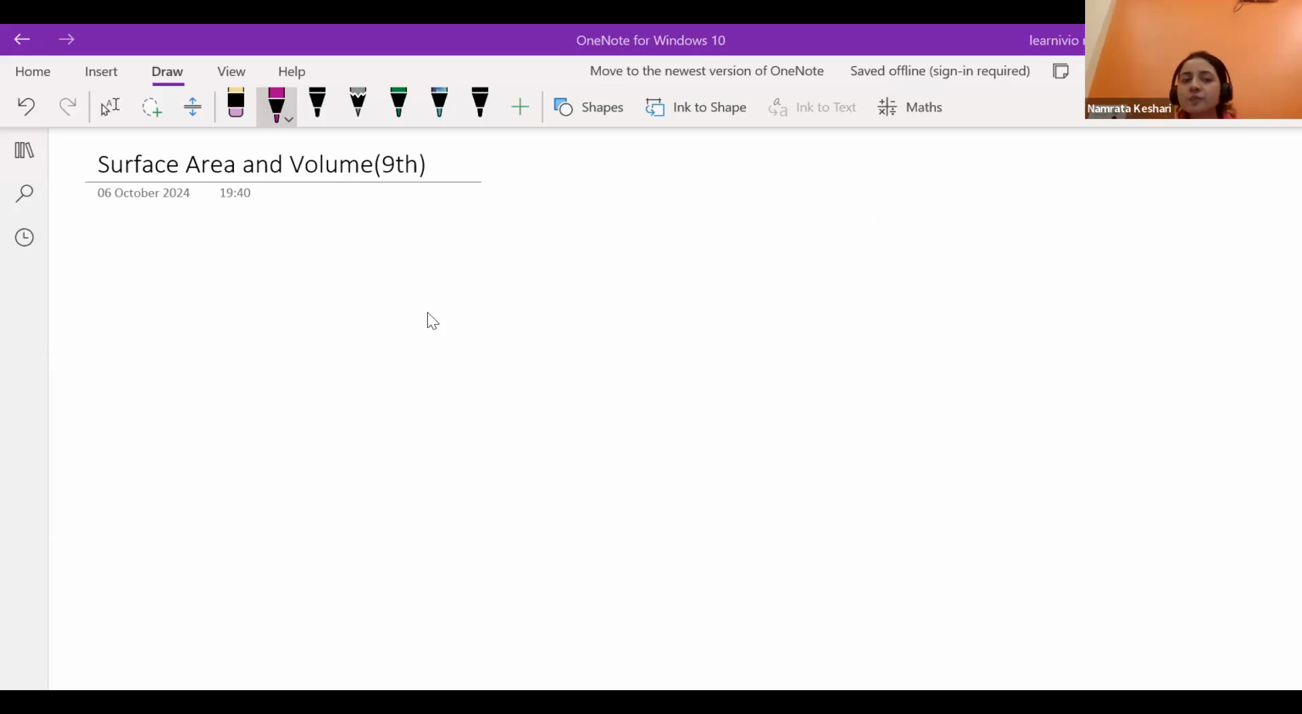Area of the surface. Now, what is the meaning of area? If I am asking you, can you tell me what is area? What is the difference between area and perimeter? Anyone? Anyone? What is the difference between? I'm talking about two-dimensional shapes.